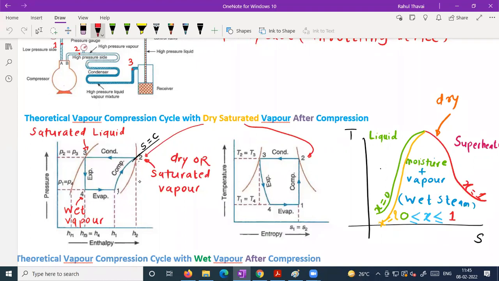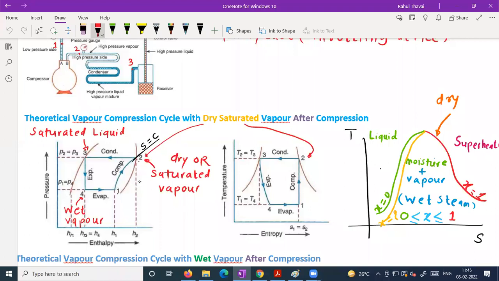At point number 4, what do we have? We have wet vapor. At point number 2, we have dry vapor that we have cooled, so it becomes liquid. At point number 3, the exit of the condenser, which is the inlet to the throttling device, we expand it. In throttling, expansion occurs at a constant enthalpy. So on the PH diagram, the enthalpy at point number 3 is the same as at point number 4. That is, H3 and H4 are the same.